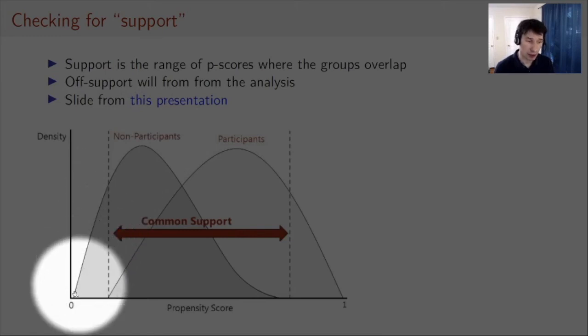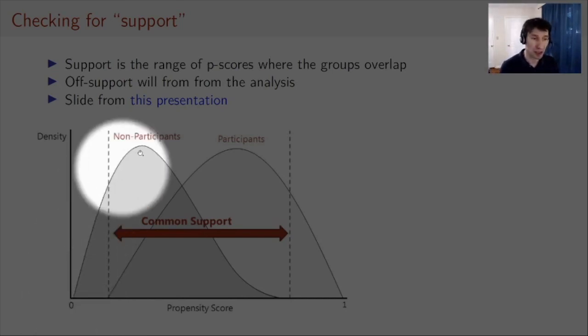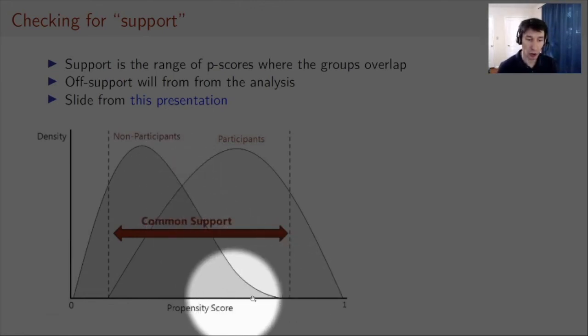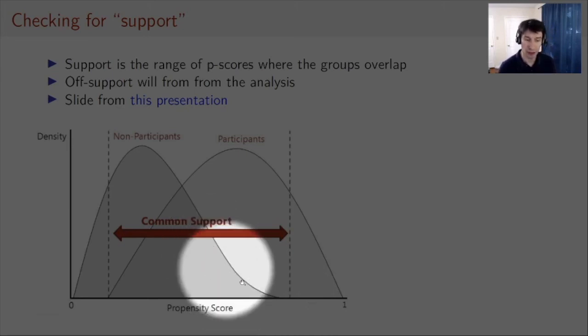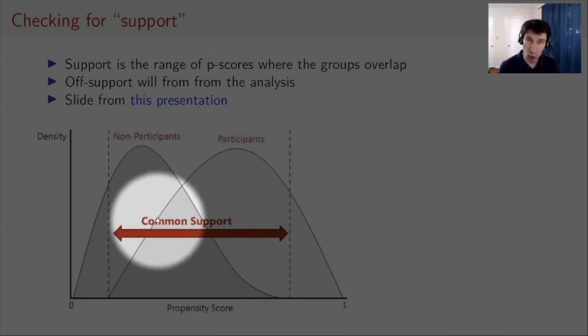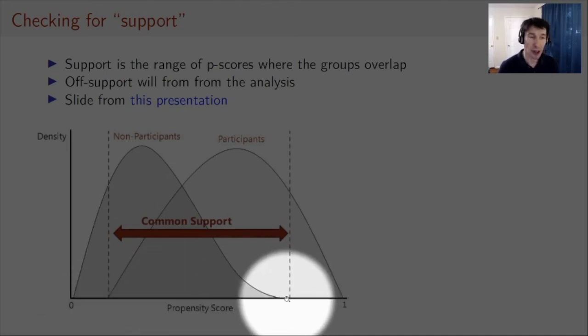You will have non-participants that have a very, very low probability of being in the group because they have the characteristics that tend to not be associated with the treatment. However, you will have some non-participants that look fairly similar to participants, that have all or many of the characteristics that would predict inclusion in the treatment group. So what is called common support is the area between this point, the lowest p-score of a participant, and that point, the highest p-score of a non-participant.